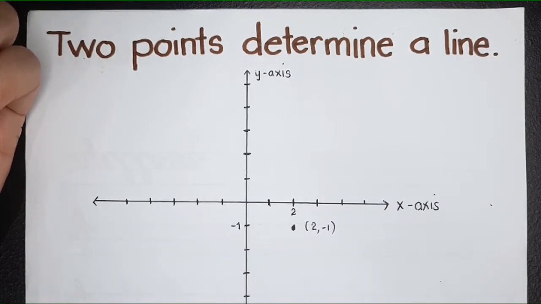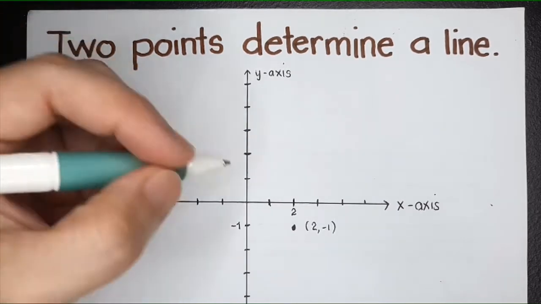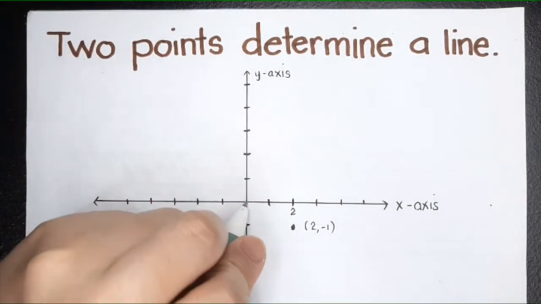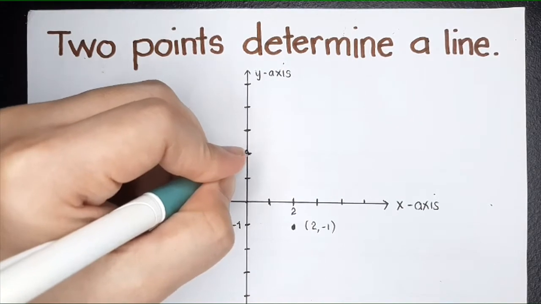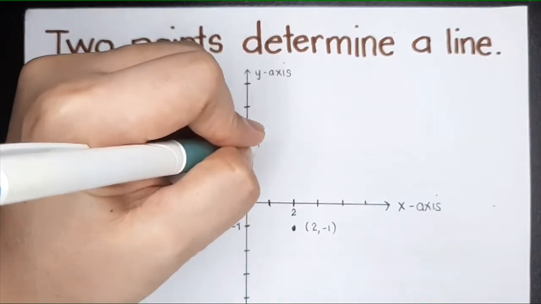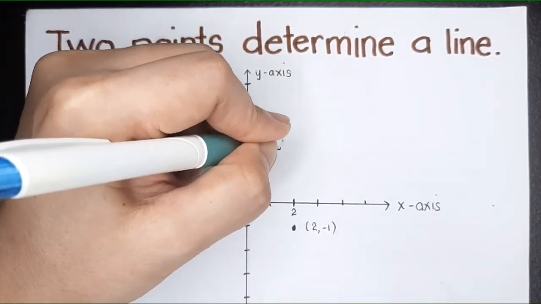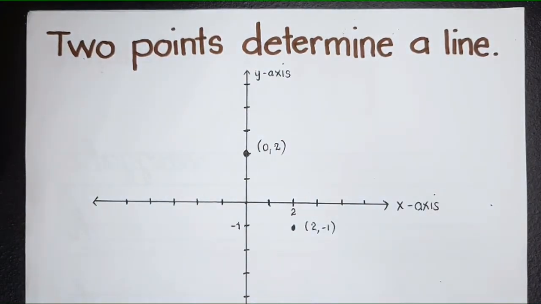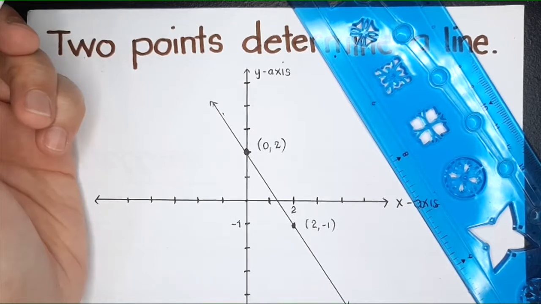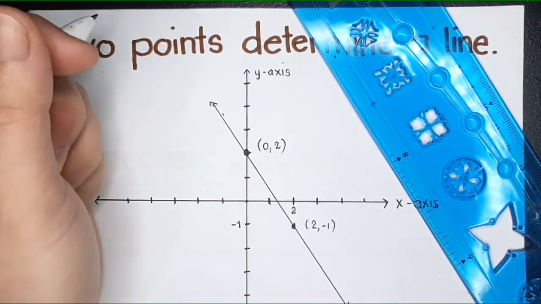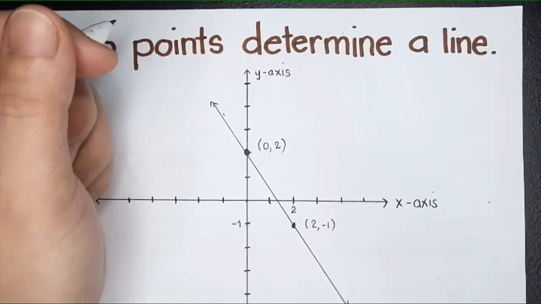Okay, let's have another point. Let's have 0, 2. Where is that point? 0, here. 0, 2, here. So, this is the point 0, 2. And then you connect these 2 points. Here. There you have it. You now have a line. You see? So, sige pa.